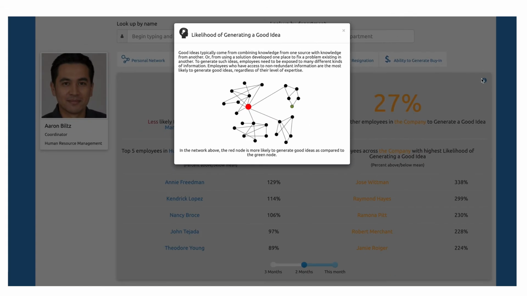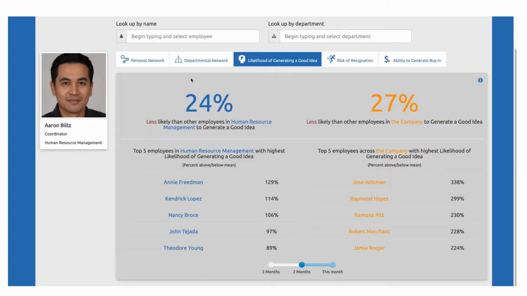We can see that Aaron is 24% less likely than other employees in his department to generate a good idea, and 27% less likely than other employees in the company. For comparison, we see the names of the top 5 employees in his own department as well as across the company in terms of generating good ideas.